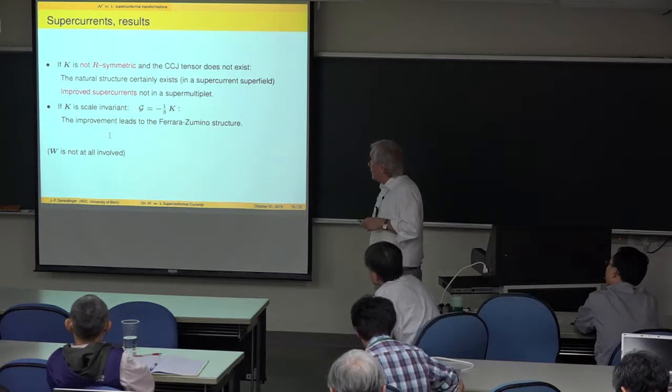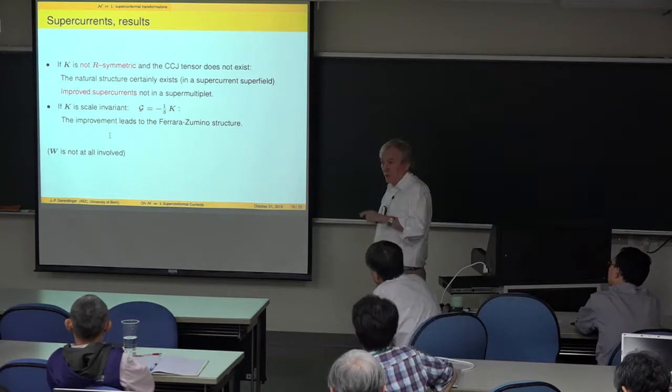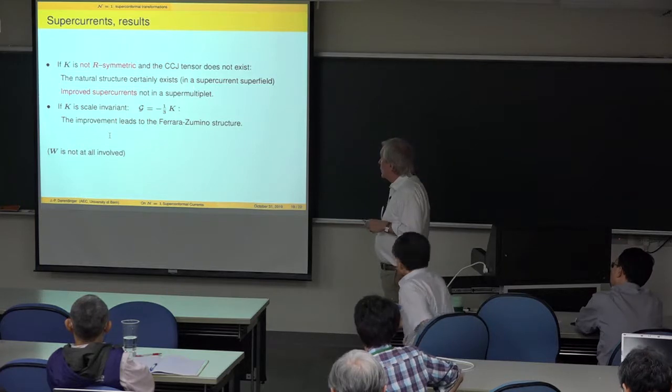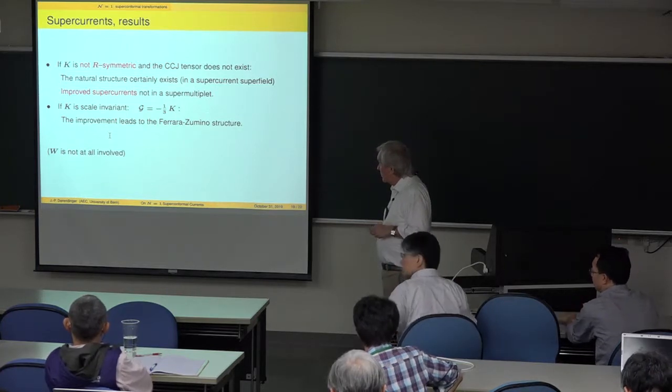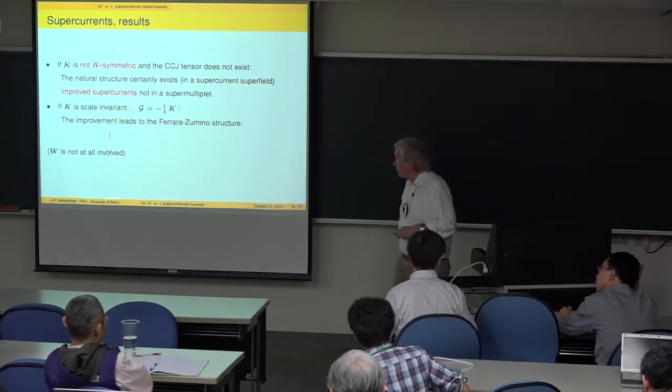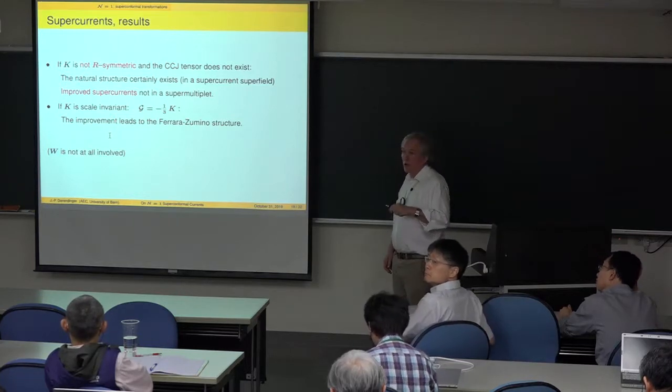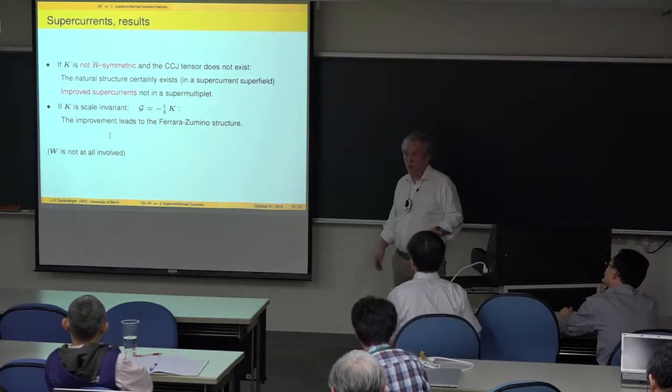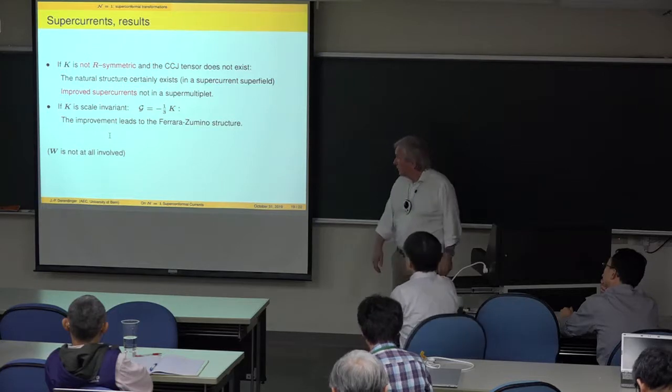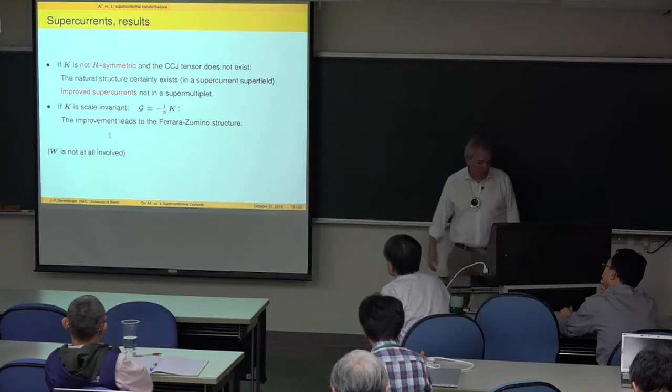And then of course you have a case where K is scale invariant, but not necessarily asymmetrical. So then you go to what is called the Ferrara-Zumino structure. And W is never involved in all this discussion. That is, you can always break or not break with W. So that's the point I said I could stop.